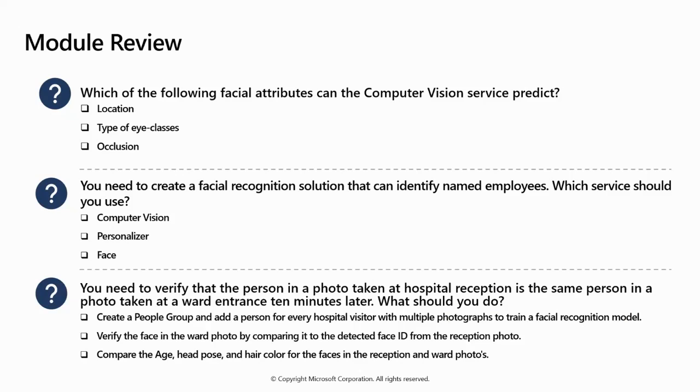Okay, so let's take a look at the answer. Remember, computer vision can just give the location of the face and also the gender and the age. But in this case, the type of glasses or occlusion is only for facial attributes in the Face API, the face service.